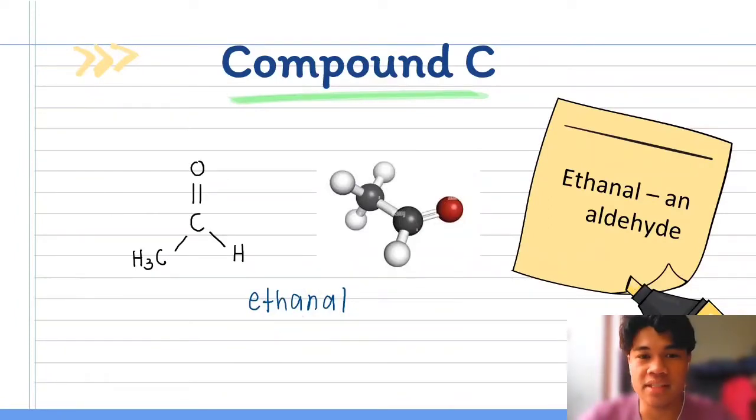To justify that compound C is ethanal, we can refer to the equation, which states that oxidation of compound C gives a carboxylic acid, which is compound D. As we know, oxidation of an aldehyde gives a carboxylic acid. So we can conclude that compound C is an aldehyde, which is ethanal.